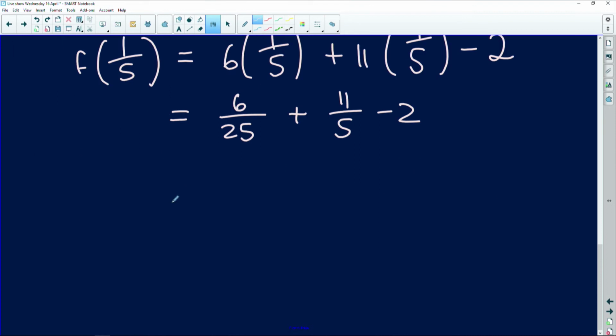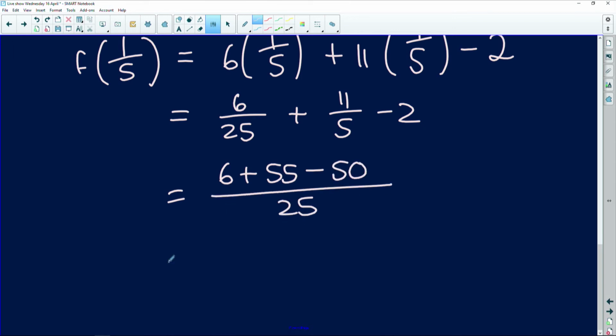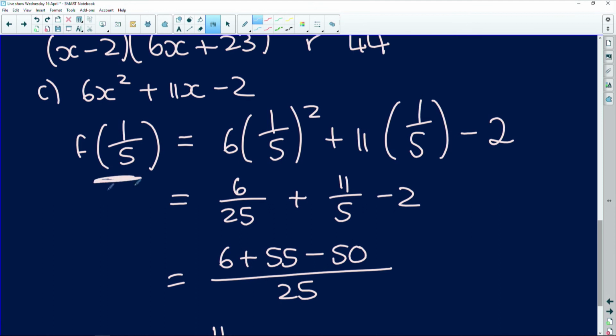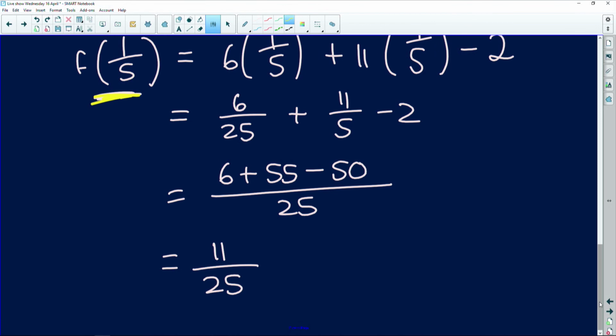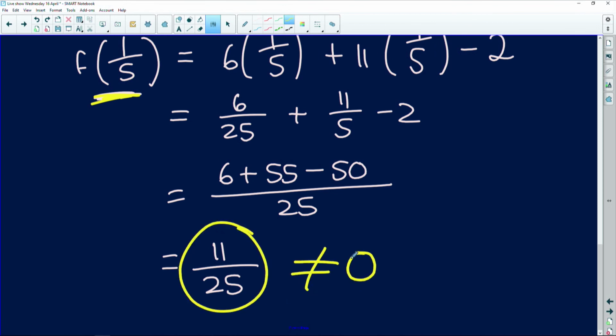Okay, so now to add them all together, with a like denominator, we get 6 plus 55 minus 50 all over 25. Okay, which gives us 6 plus 55 is 61, minus 50 is 11 over 25. Okay, so what we've worked out is the function value of that divisor that we're working with there. Okay, and since the function value of that divisor is a number, it's not equal to 0, it means that it has a remainder, there's a leftover bit.